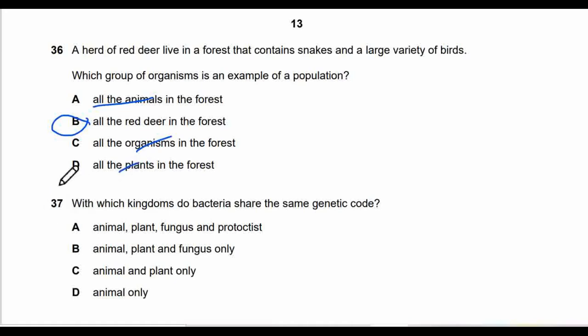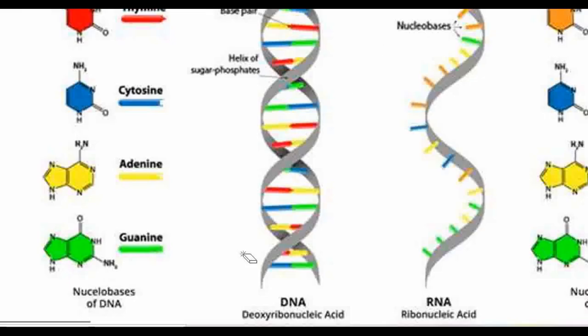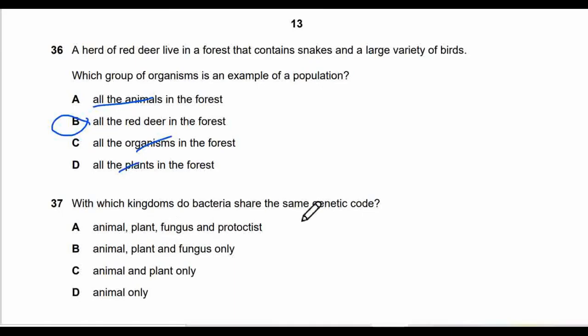Okay, now let's see question 37. With which kingdom do bacteria share the same genetic code? So bacteria contain DNA. DNA is the genetic code for bacteria. DNA is also the genetic code for humans, animals, and other organisms. So it is the same genetic code because it's the same DNA. So question 37 is A, because it's all the same DNA. The same structures are made from DNA, but not the same DNA exactly.